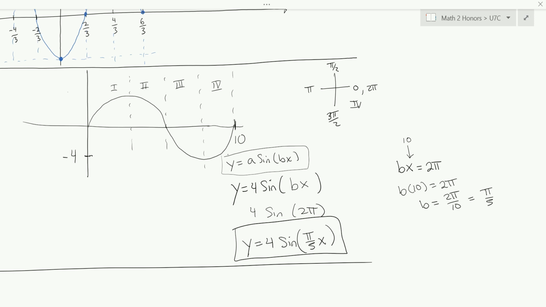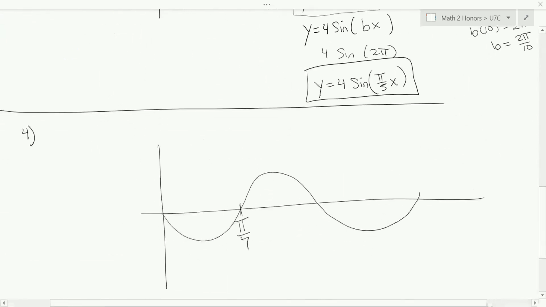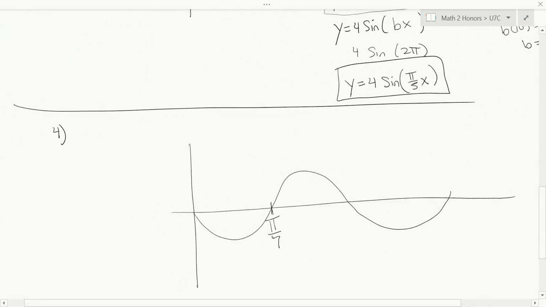Okay. So next one, here's a picture, and I need to give you one more piece of information. This is a pi over 7 on the x-axis. Take 30 seconds or maybe a minute to get started. See what you can do with it.